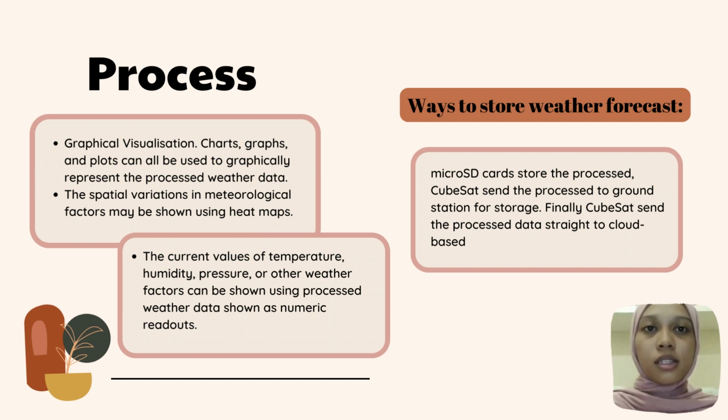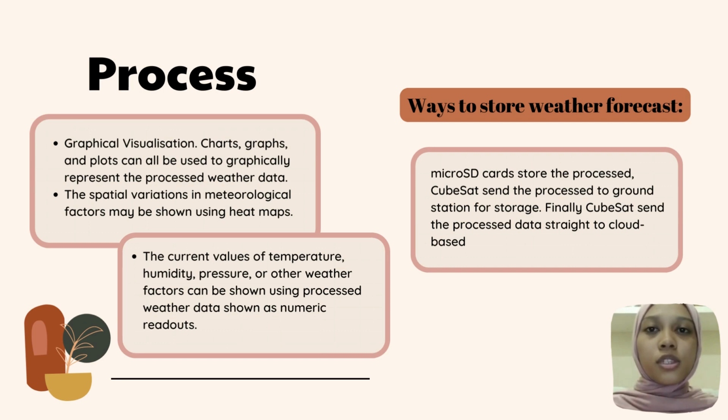The processed weather forecasting signal can be represented in a variety of ways. First, graphical visualization may be used to show the signal. Charts, graphs, and plots can all be used to graphically represent the processed weather data. For instance, a line graph may be used to depict temperature patterns, bar charts can show rainfall levels, and compass-like displays can show wind direction and speed. Onboard displays, ground station software, mobile apps, and online interfaces can all use graphical interfaces.